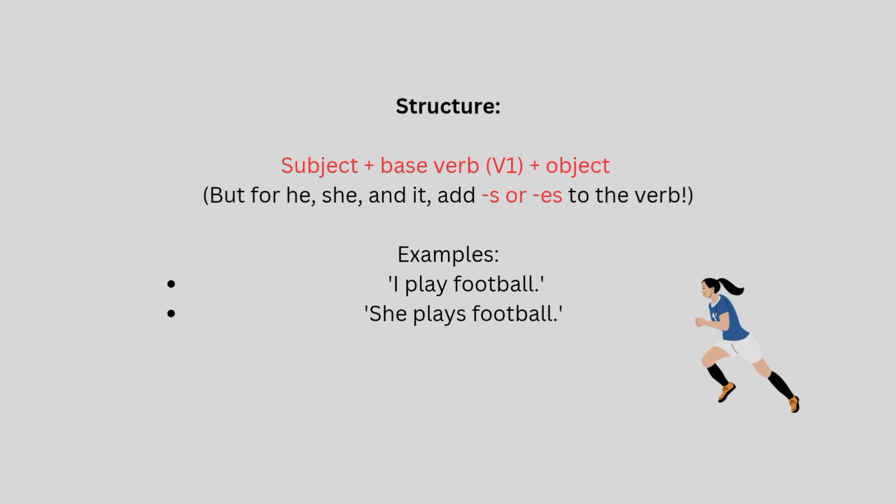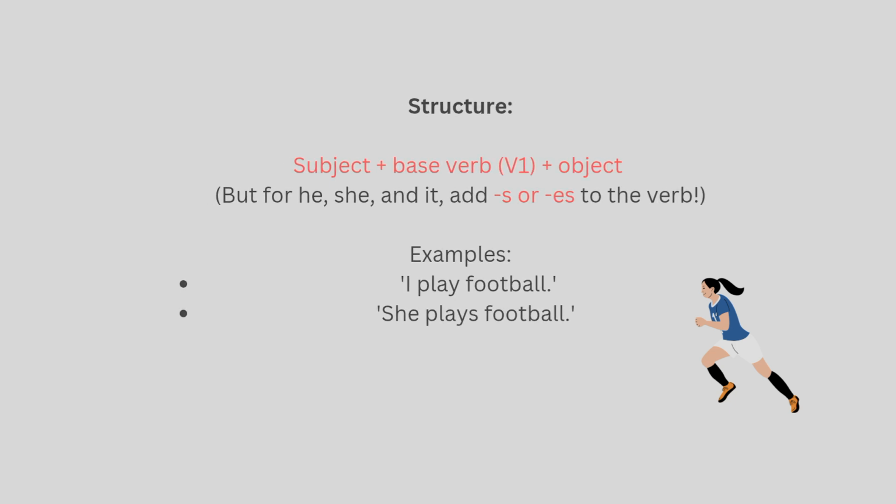Let's talk about its structure. Subject plus base verb, V1, plus object. But for he, she, and it, add s or es to the verb. Here are some examples. I play football. She plays football. Notice that we use s with she.